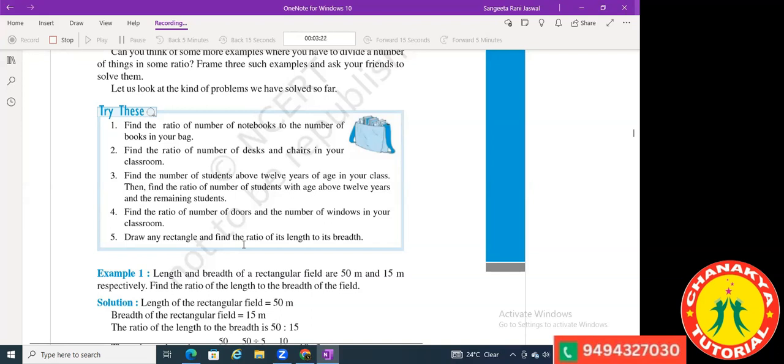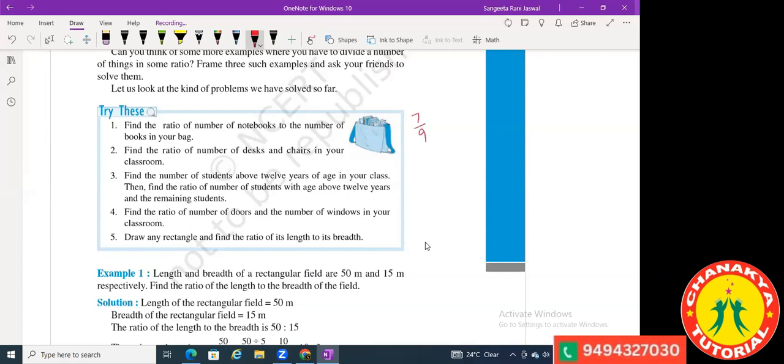Ma'am, I told that in my bag there are 7 notebooks and 9 textbooks. The ratio is 7:9. That means if we have a fraction, we just need to directly put the ratio symbol. You can write 7 by 9 also, or you can write it like this also. In my bag, I have 9 textbooks and 8 notebooks. So that's 8:9, or you can say 8 by 9 also. Ratio form we write like this. 8 by 9 is the fraction form of writing.